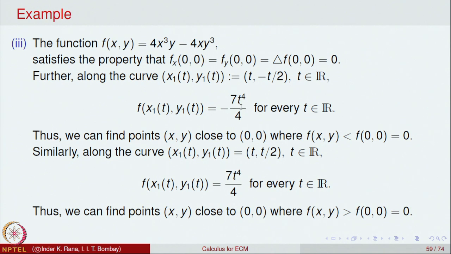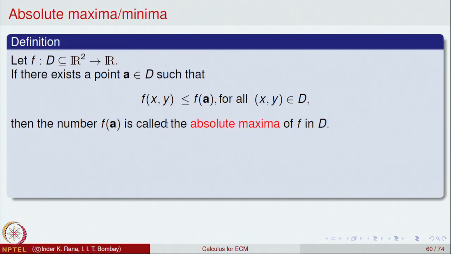So, these examples illustrate that the test may fail, but still the function may have a local maxima, may have a local minima or a saddle point at the point where the test is failing. So, these examples illustrate that those conditions are sufficient only when the discriminant is bigger than 0.